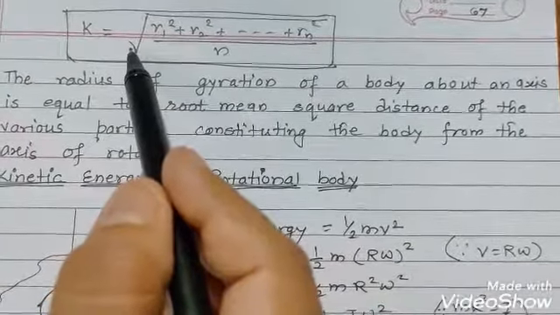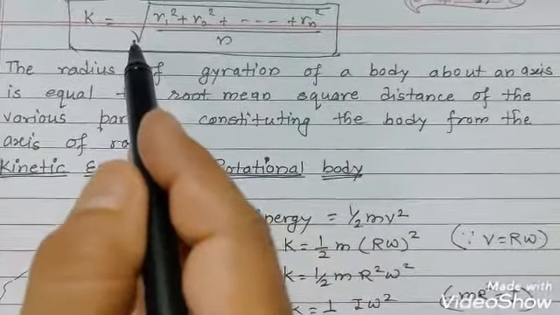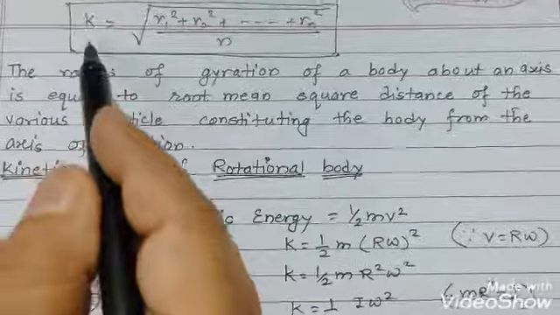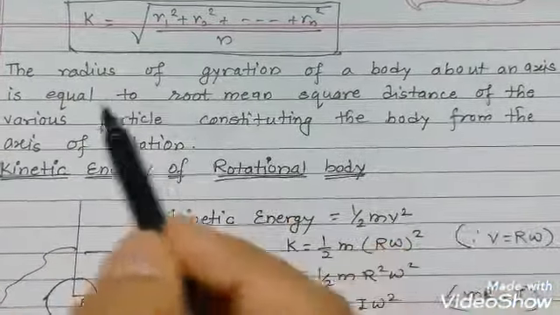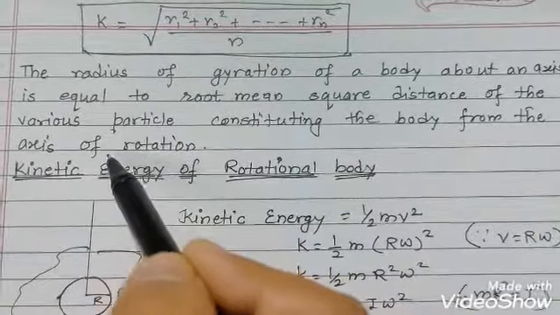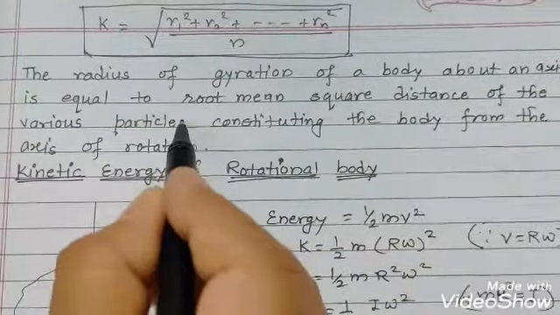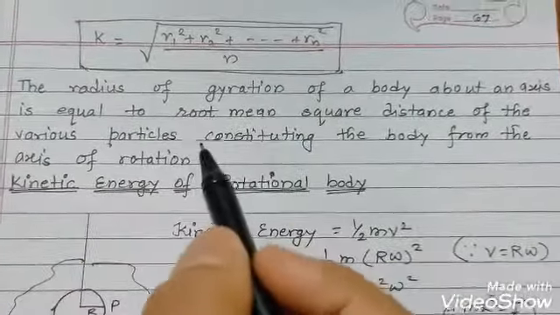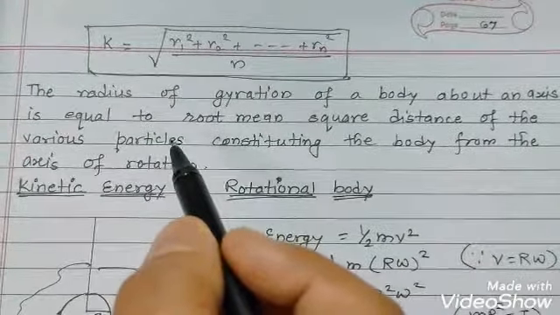Now we'll define it in new words, the other way: the radius of gyration of a body about an axis is equal to the root mean square distance of the various particles constituting the body from the axis of rotation. Okay, so this can be the new definition of the radius of gyration.